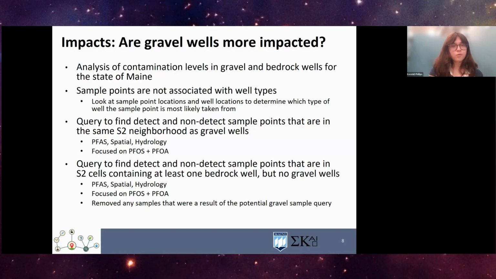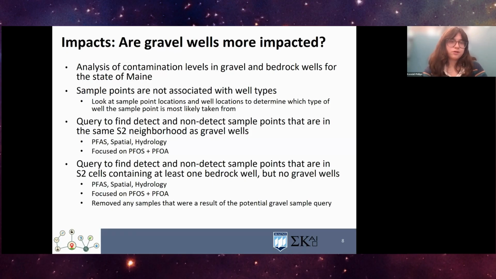So what I did was associate the sample point locations with well locations through the spatial graph. So when the sample points were taken, it's not recorded what type of well they were taken from. So I used the SAWGraph graphs to associate those values with each other.